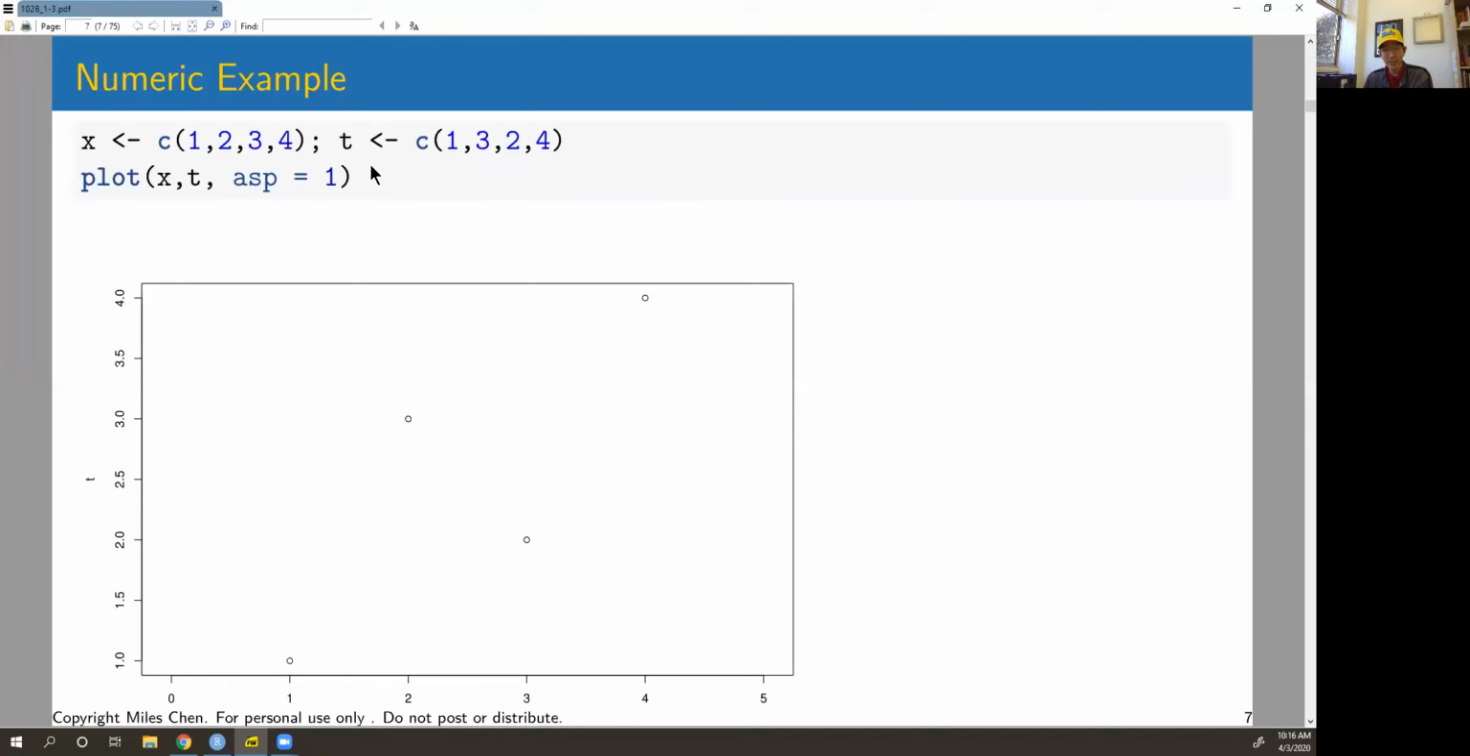Here is a very simple scatter plot of X. X is 1, 2, 3, 4, and T is 1, 3, 2, 4. So not a perfect straight line. We've got a little bit of scatter here, we might say. All right, and so what is going to be the least squares regression line?